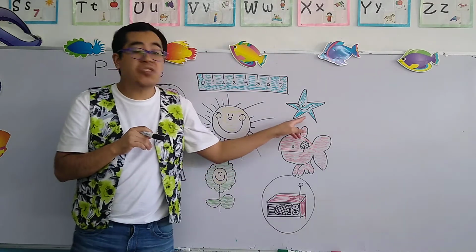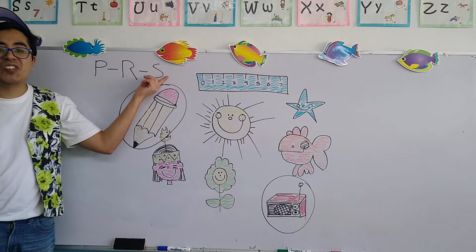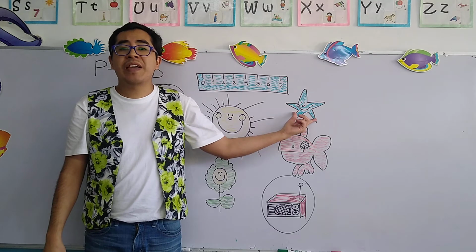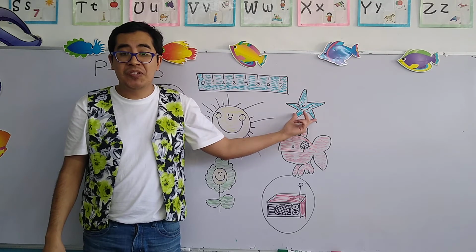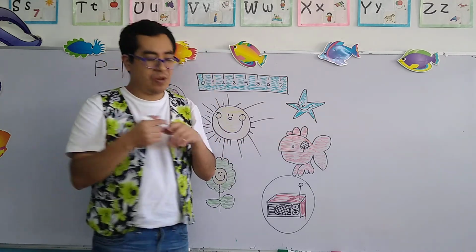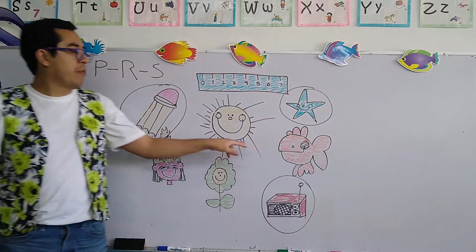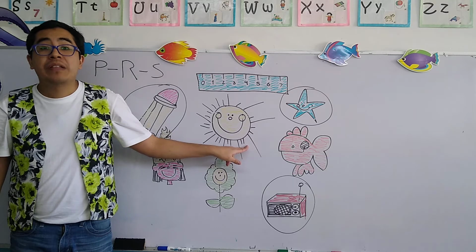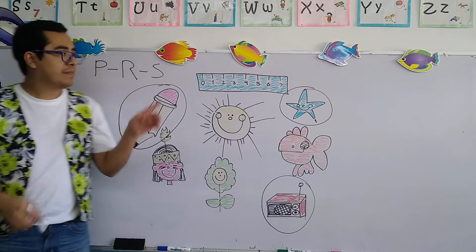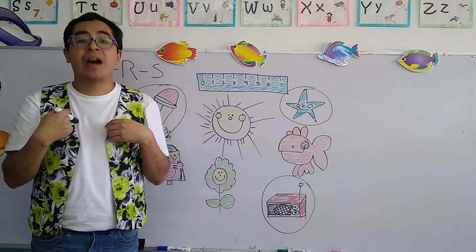Let's continue with the star. Now, here we have the letter S. The sound star. Now, star, is it an object that begins with the letter S? Yes, it is. So, you paint it, I circle it. Let's continue with the sun. Now, the sun, is it a word that begins with the letter S? Yes, it is. So, you paint it, I circle it.